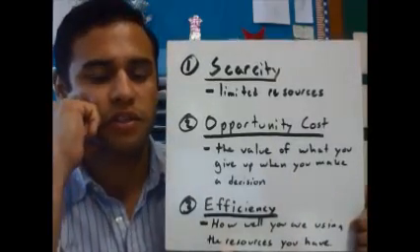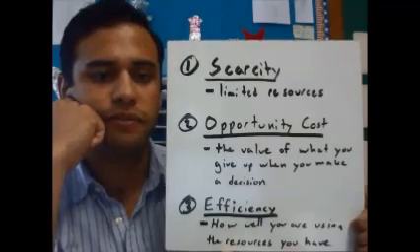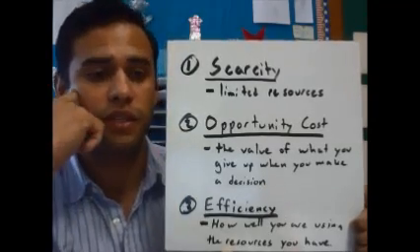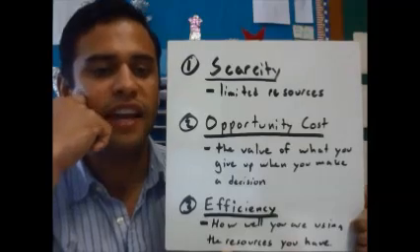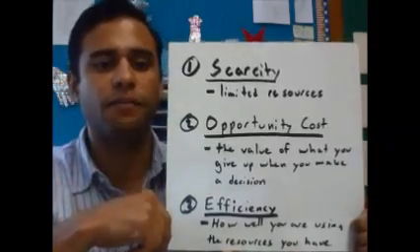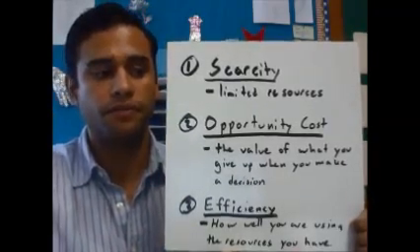Let's just talk about 1 and 2 for a second. We talked about scarcity, limited resources. We talked about opportunity cost, the value of what you have to give up when you make a decision. Okay? And now we're going to talk about the idea of efficiency. Okay? And efficiency is defined as simply how well you're using the resources at your disposal.